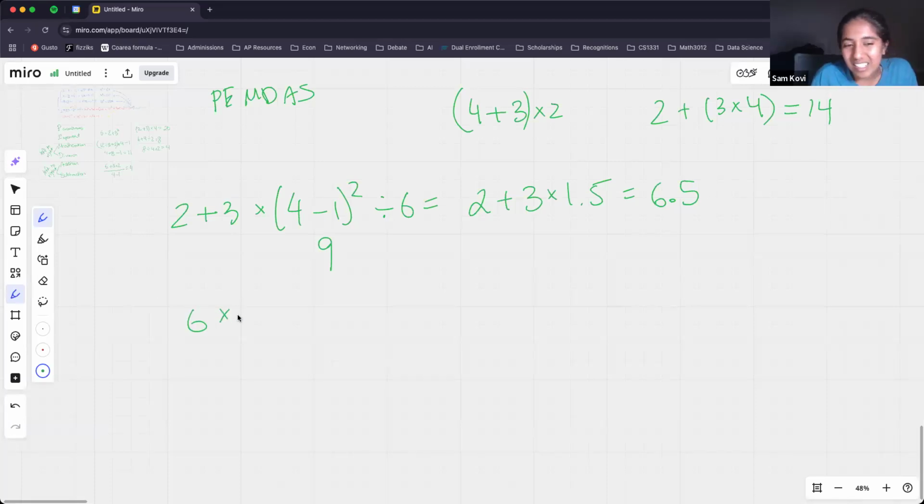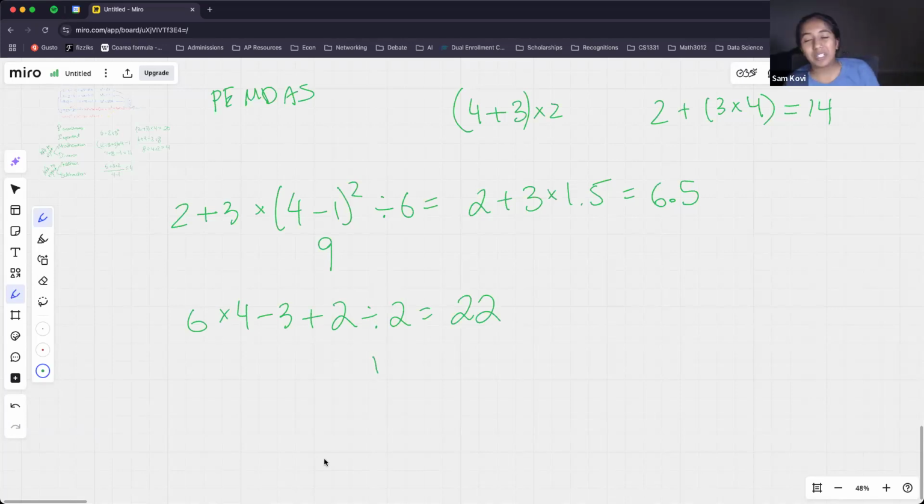All right, let's do 6 times 4 minus 3 plus 2 divided by 2. What do you guys get for this one? Okay, Arunya, check your work. Varad, Manit, I actually agree with you guys. Yeah, it is in fact 22 because we do 2 divided by 2, which is just 1. So 6 times 4 is 24 minus 3 plus 1, which is 22.